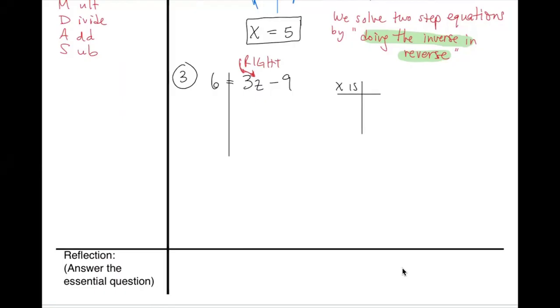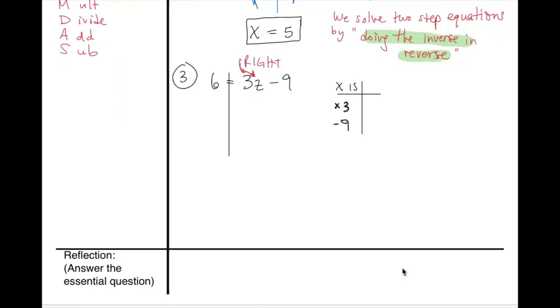So take a couple seconds here. Write down the two things that are happening to X, or Z in this case. Good. It is being multiplied by 3 and subtracted by 9. And based on order of operations, times goes first and then subtracting.